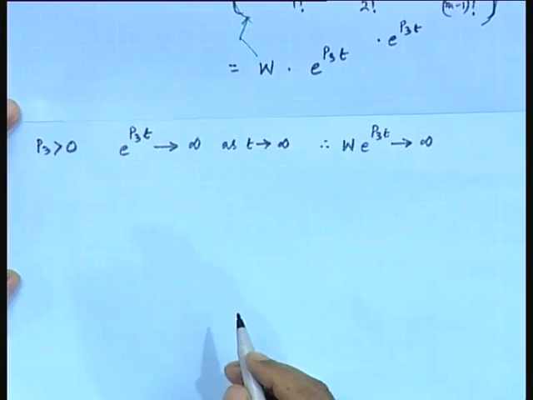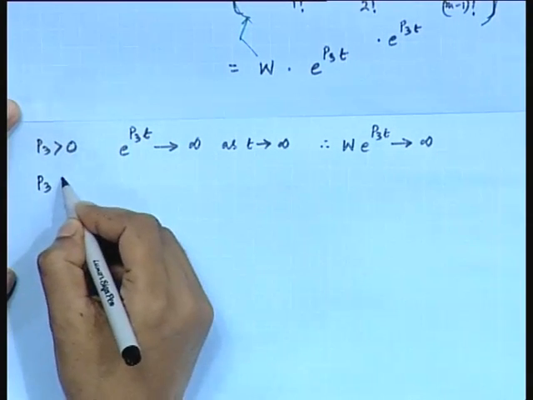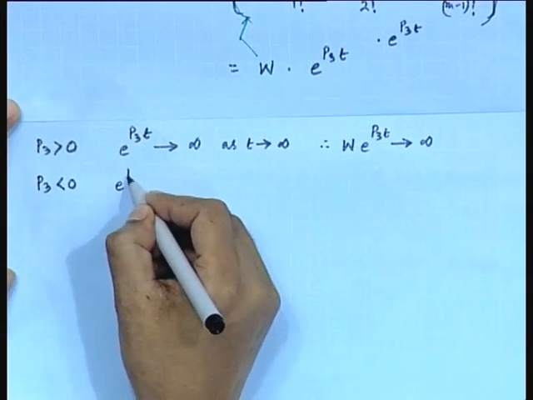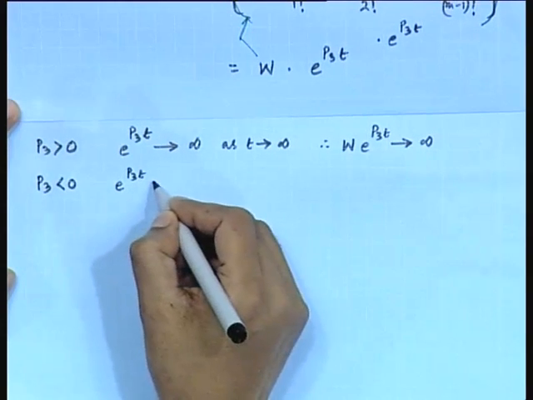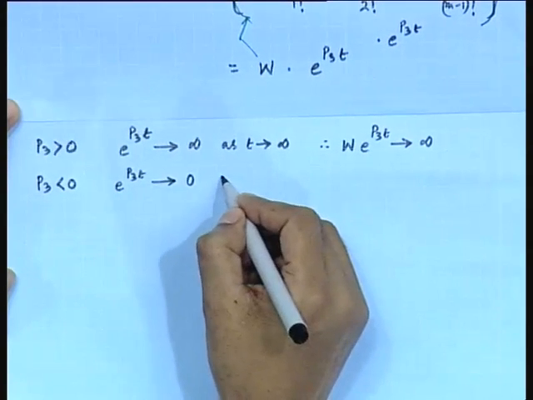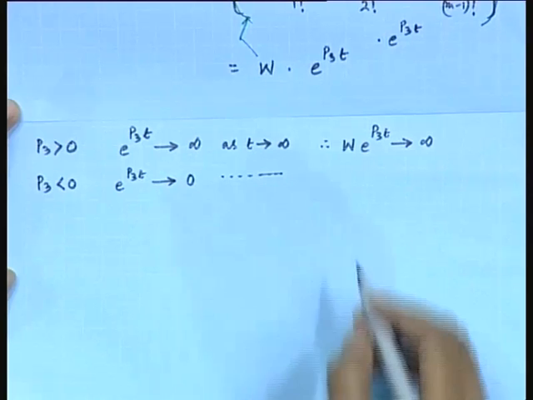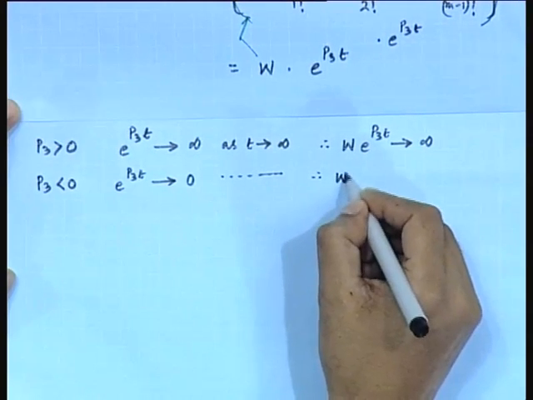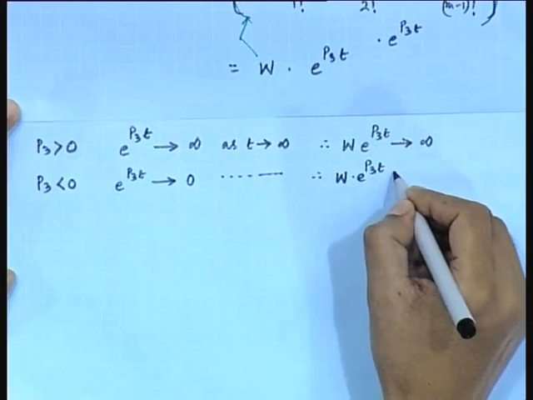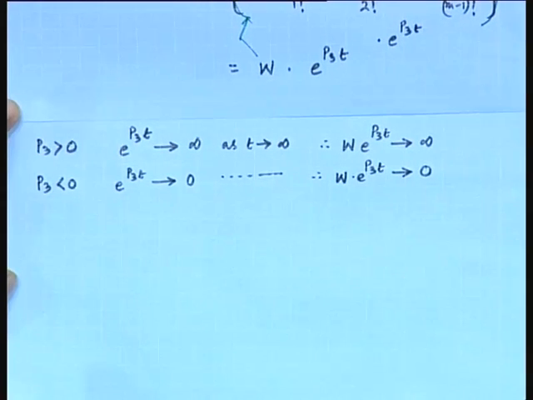In another case, we will consider P3 less than 0. Then exponential of P3 t tends to 0 as t tends to infinity. So, what about this w multiplied by exponential of P3 t? It will decay to 0.